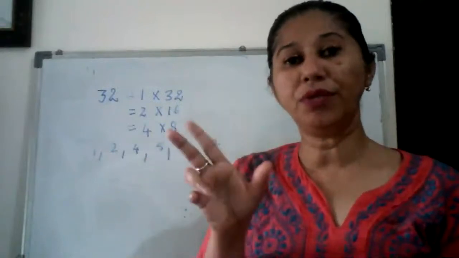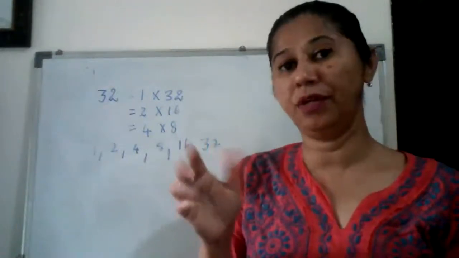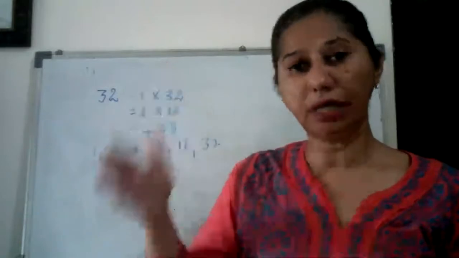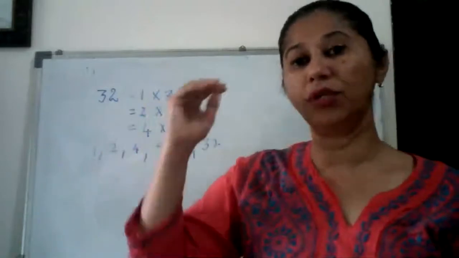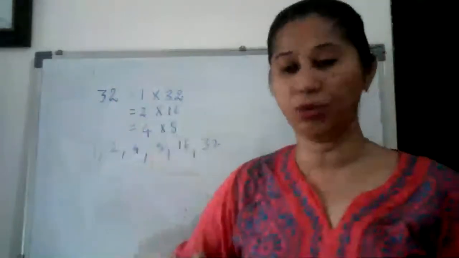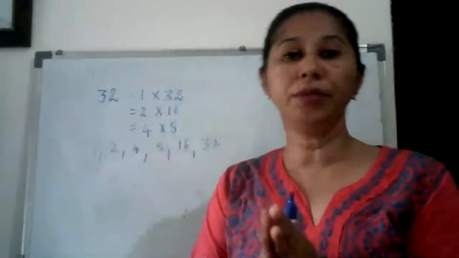Now there are two ways to find the prime factorization of a number. One is with a factor tree and the other is the vertical method, which goes systematically, like 2, 3, 5, 7, 11 and so on. I'll teach you both the methods here.